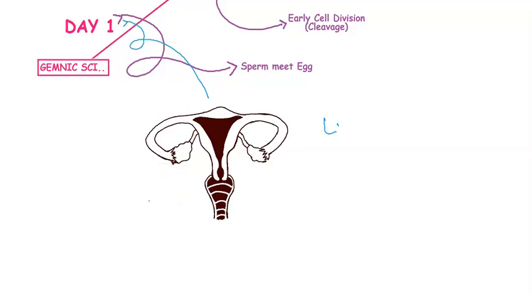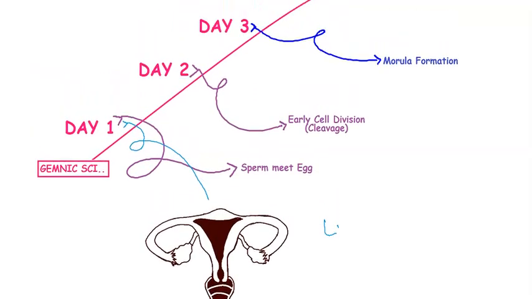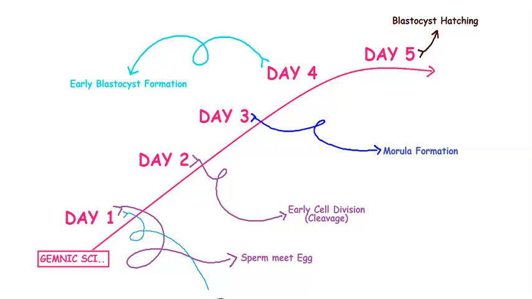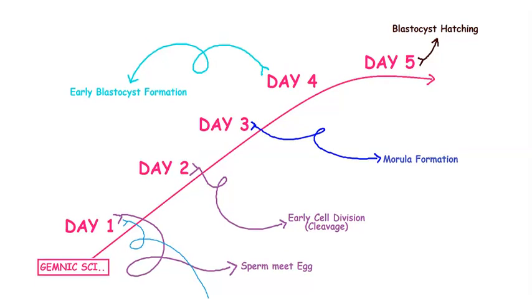So on day 1 of fertilization, what really happened? The fertilization begins in the ampulla of the fallopian tube. The first thing that happens is when the sperm meet the egg. Where do we get the egg? The egg is from the female and the sperm is from the male.